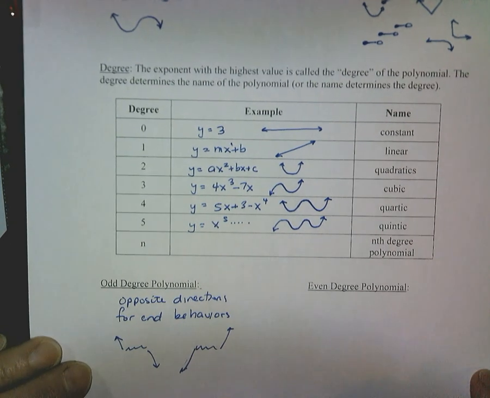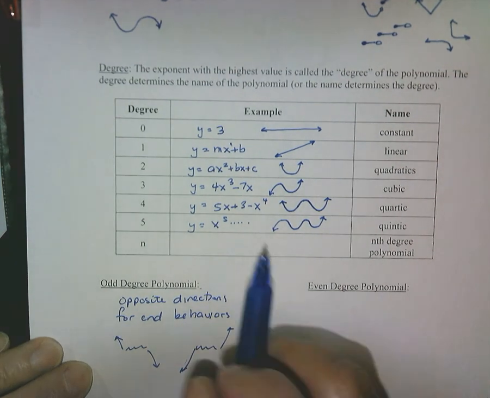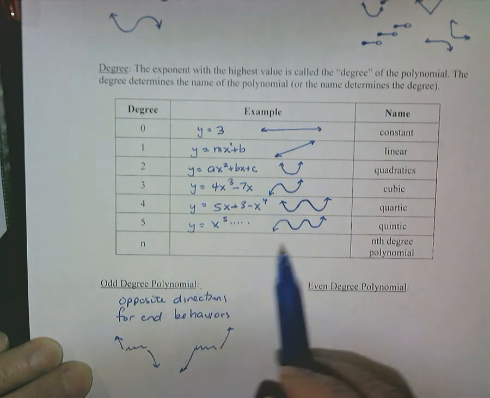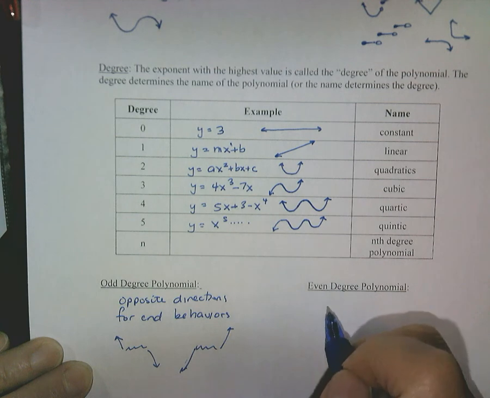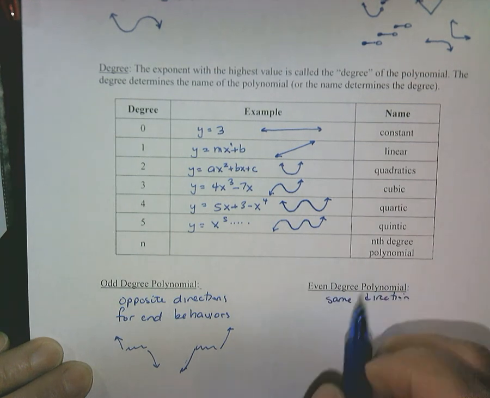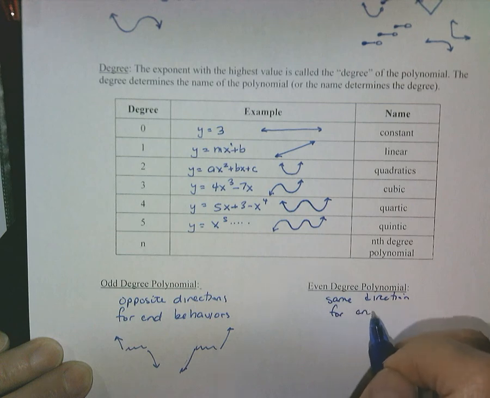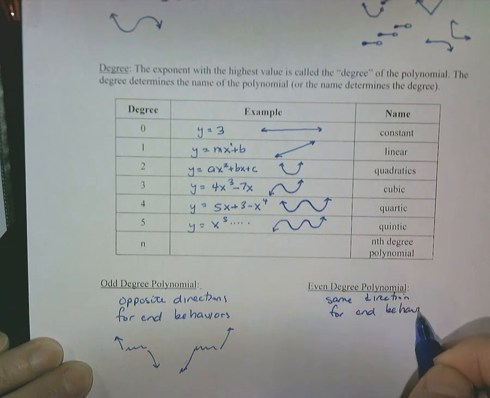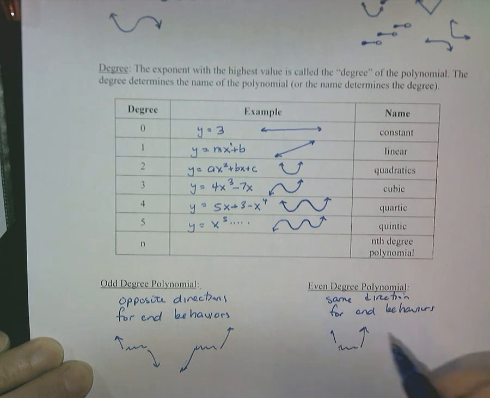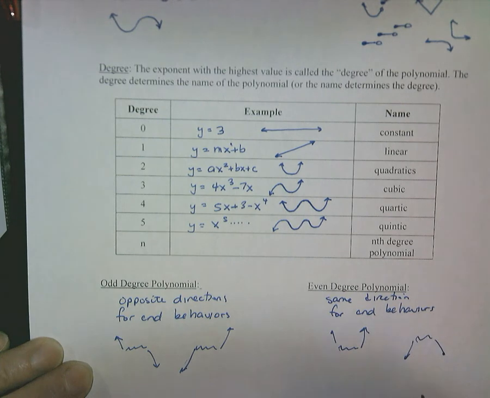Even degree polynomials, like your 2, 4, 6, if you look here, they both either go up, or they both go down. So same direction for end behaviors. So they're either going to, doesn't matter what's here, both go up, or both go down.